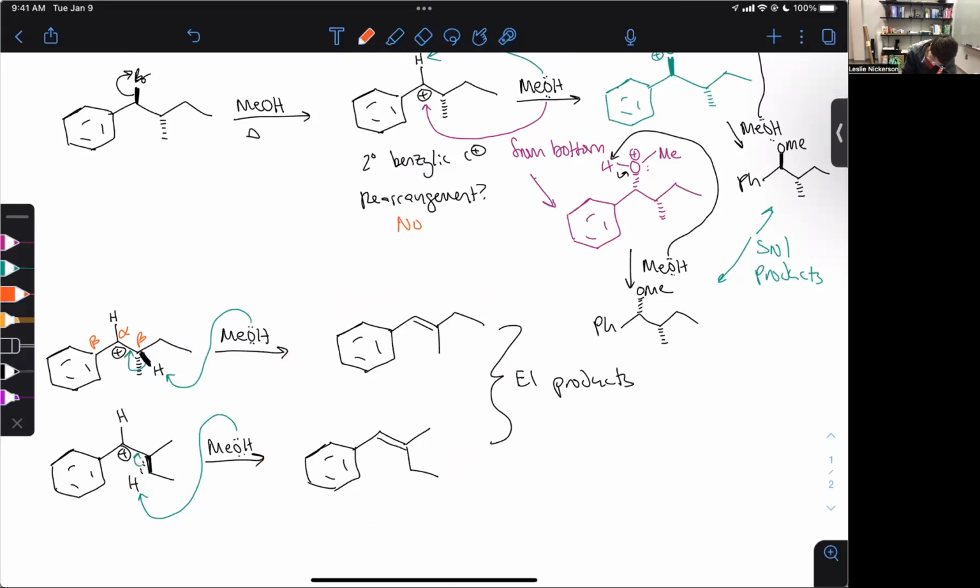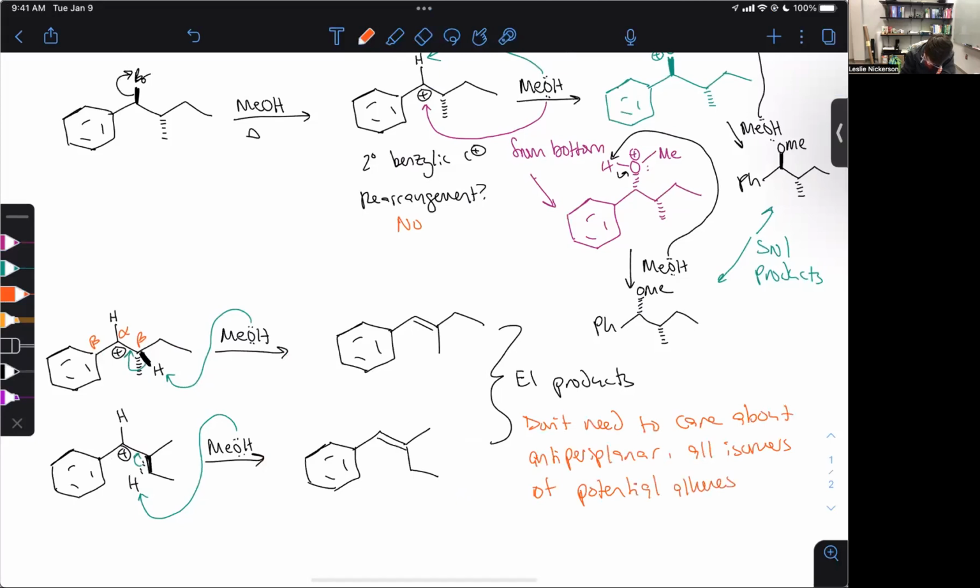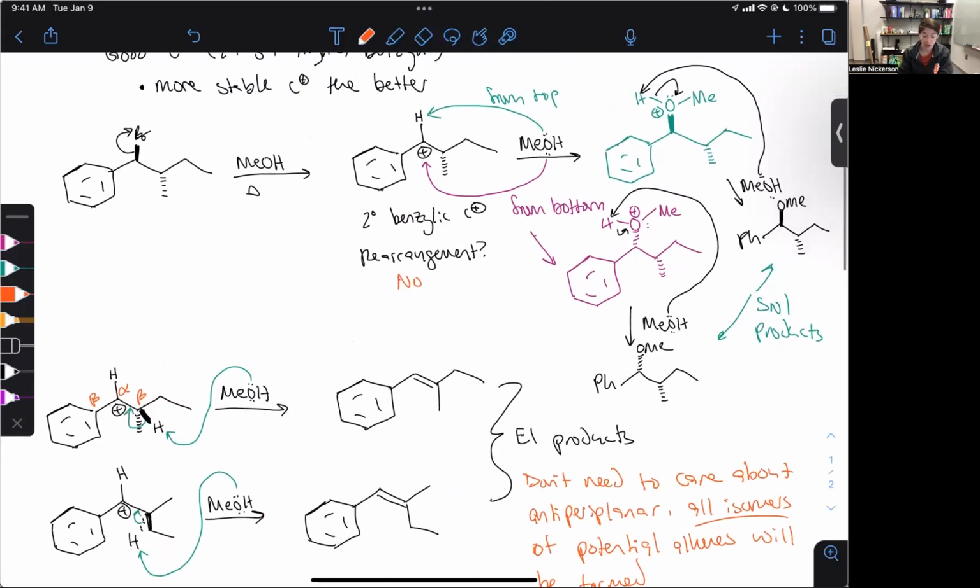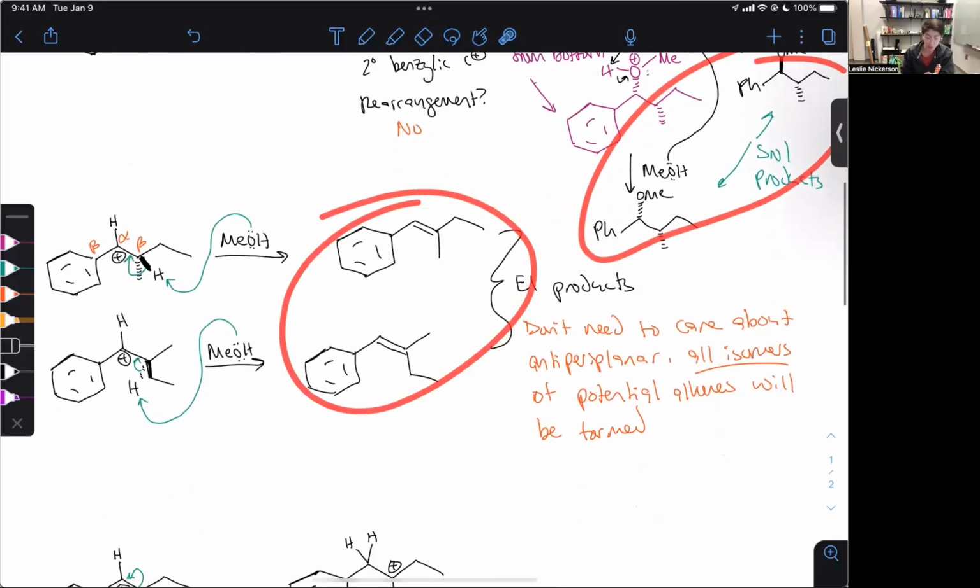And just to have it written down on here, we don't need to care about antiperiplanar here. So all isomers of potential alkenes will be formed. Okay, and that should be a terrifying thought for everybody. So when we've got this, we've got the 2 SN1 products and we've got 2 E1 products.